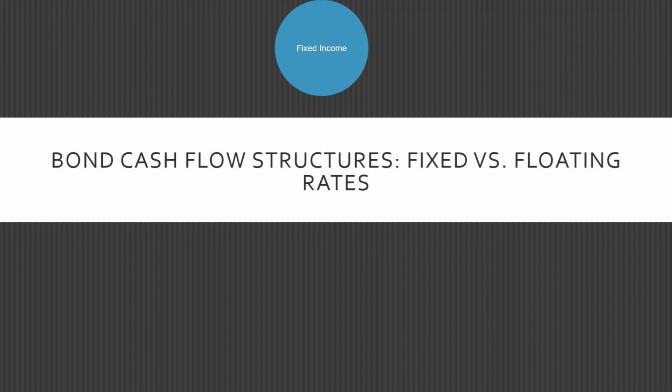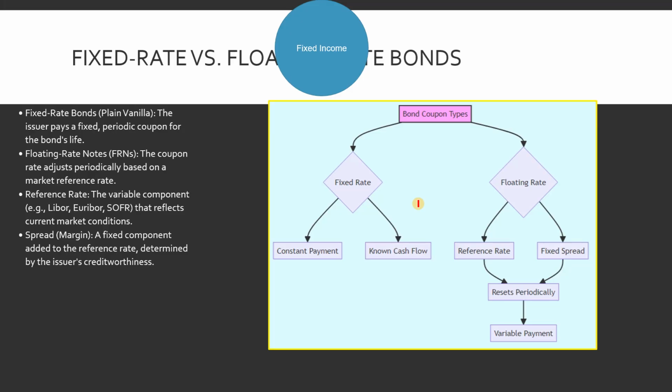Hello and welcome to this training module where we'll discuss bond cash flow structure. Today we will explore how issuers structure coupon payments, specifically focusing on the difference between fixed rate and floating rate securities and how embedded options like caps and floors alter the risk profile. So let's get started with fixed rate versus floating rate bonds first, and then we'll go into detail.